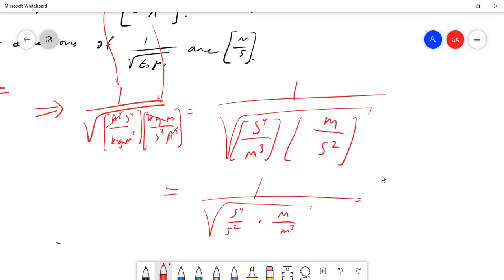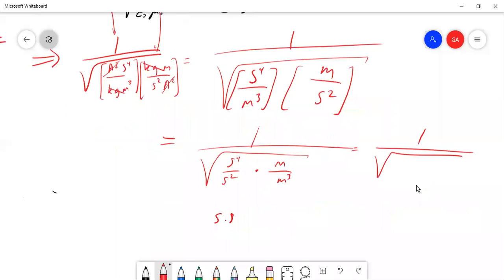And S to the 4th over S squared. There was a lot of this on your first homework assignment. What is that? S squared. Yep, that's S squared. And if you don't understand why, you can say S times S times S times S is S to the 4th. S squared is S times S. And look, 2 of those cancel. So indeed, S squared.